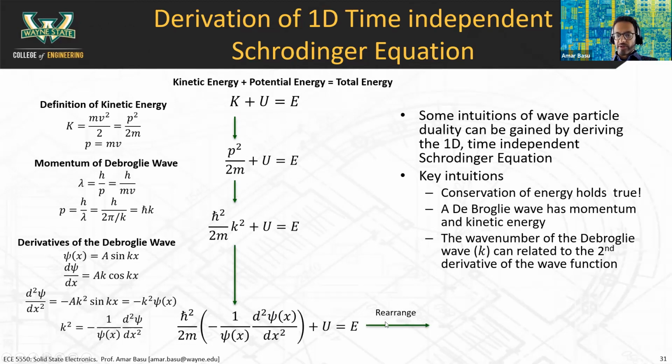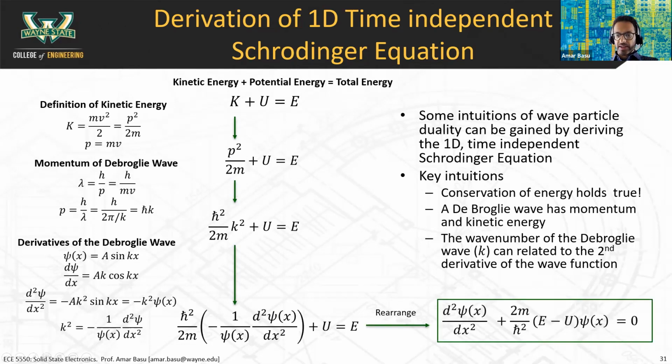Now, if you do a little bit of rearranging of this, you get it into this form here, the form that we saw in the previous slide. And this is kind of the standard form of the one-dimensional Schrodinger equation.